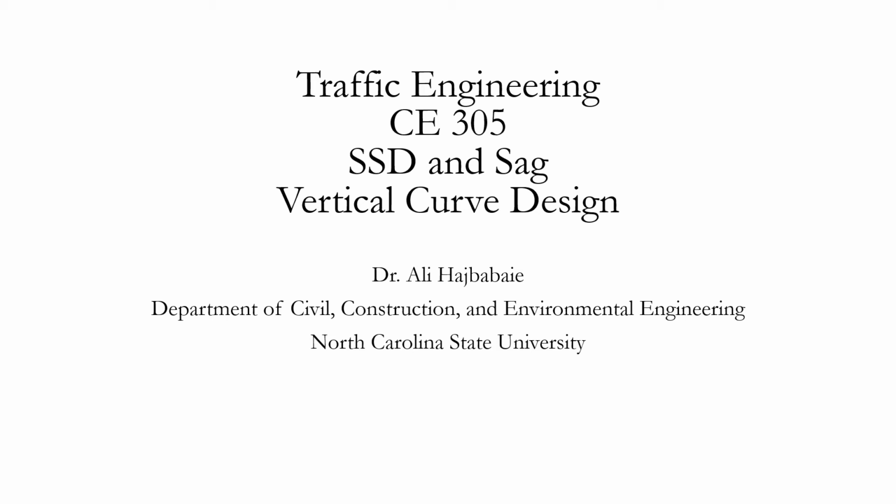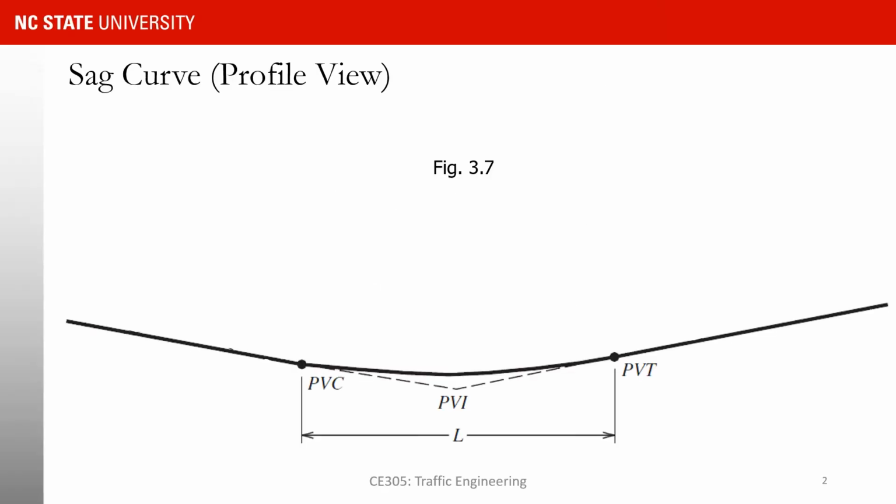Hi, traffic engineering class. In the last session, we talked about stopping sight distance on crest vertical curves. Today, we start talking about stopping sight distance on sag vertical curves. So let's take a look into this graph. Here I'm showing you a sag vertical curve. You see the length of the curve here as shown by L. You see PVC, PVI, and PVT.